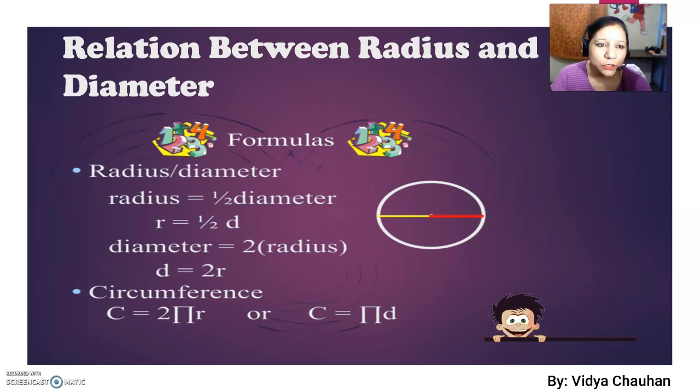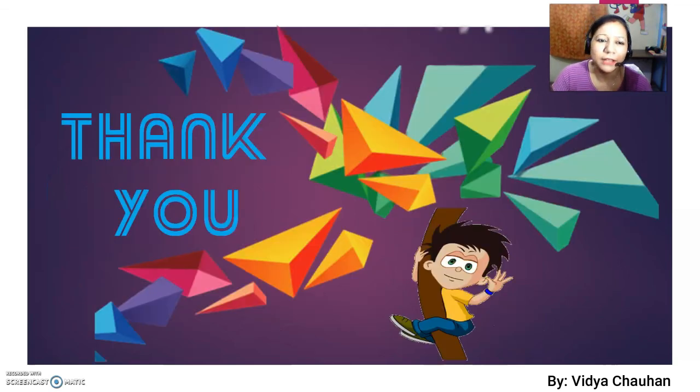Clear, students? This is all about today's study, and we have studied circles and the different parts of circles: center, diameter, radius, chord, arc, concentric circles, semicircles, and many others. I hope this is all clear to all of you. Please understand this concept because this is the base of geometry. And that's all for today's lesson, students.